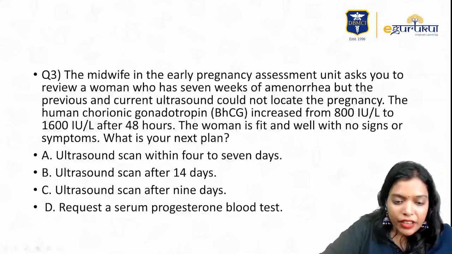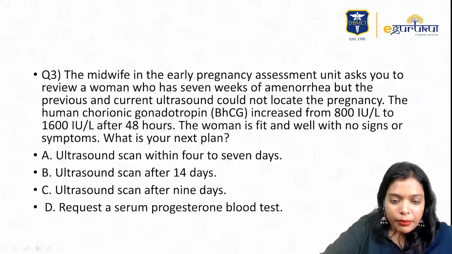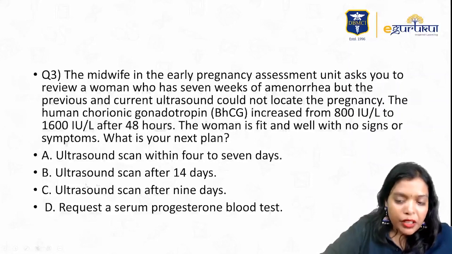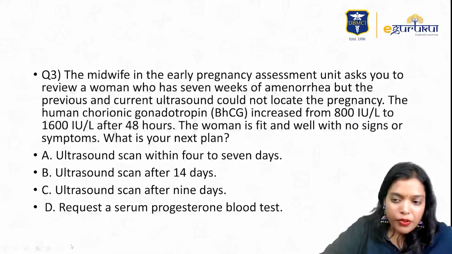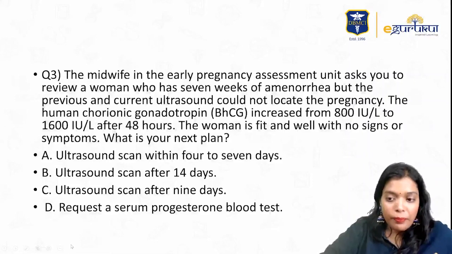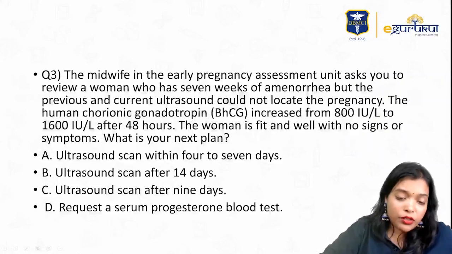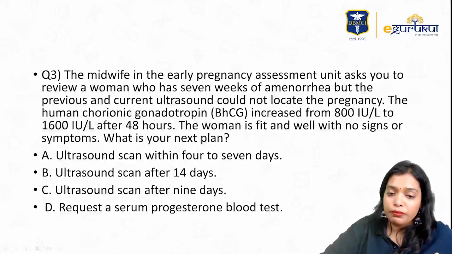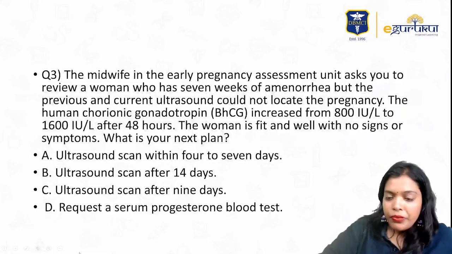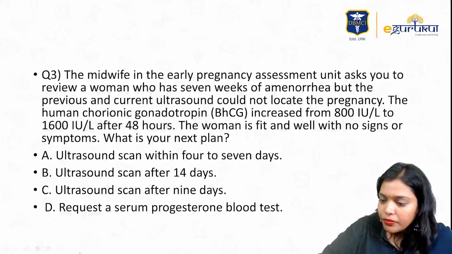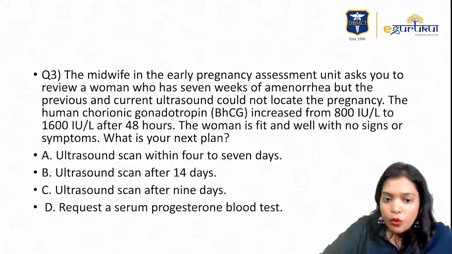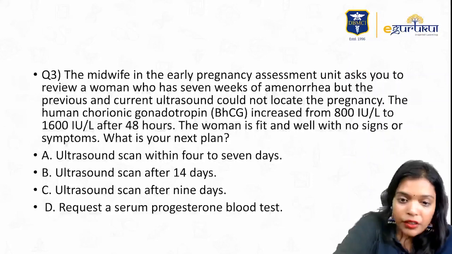Coming to the next question. The midwife in the early pregnancy assessment unit asks you to review a woman who has 7 weeks amenorrhea, but the previous and current ultrasound could not locate the pregnancy. The human chorionic gonadotrophin increased from 800 international units to 1600 international units after 48 hours. The woman is fit and well with no signs or symptoms. What is your next plan?